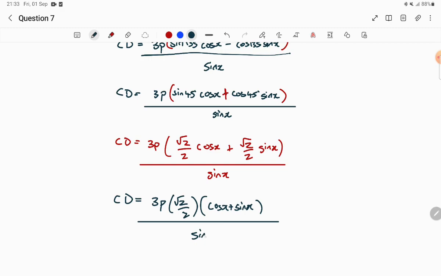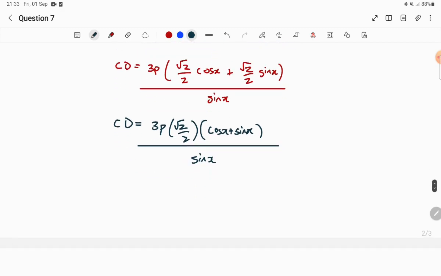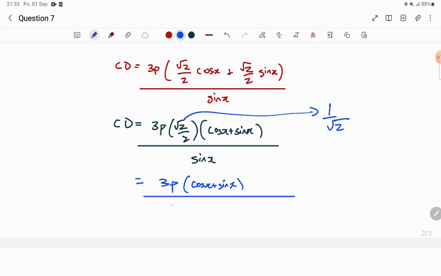all over sine x. And what we can do now is rationalize this. Another representation of root 2 over 2 is 1 over root 2. And what that would basically do is take root 2 to the bottom, which is what we want. We'll get 3p times the 1 into (cos x plus sin x) all over root 2 sin x, and that is basically what we wanted for CD in terms of x and p.